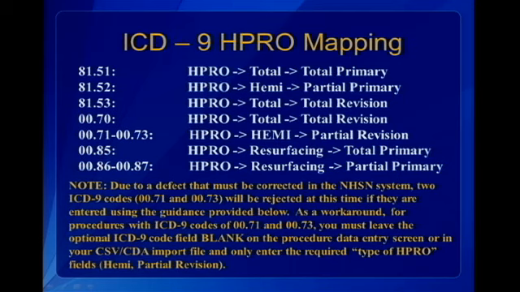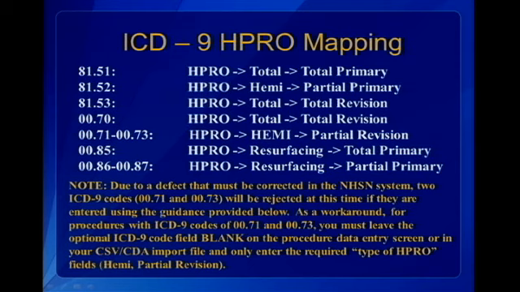We did the same thing for the H-Pro mapping. These are the different possible fields that you could use for ICD-9 code mapping for these new required fields. And you'll see them all listed here for the resurfacings, the hemis, the totals. Now this is where in this orange note, I want to give you a note, and this will make a little more sense when Maggie then talks if you're using CSV files. Due to a defect that we're going to be correcting when NHSN goes from ICD-9 to ICD-10, that 00.71 and 00.73, see they're in this hemi-partial revision? They really are hemi-partial revisions, those codes.